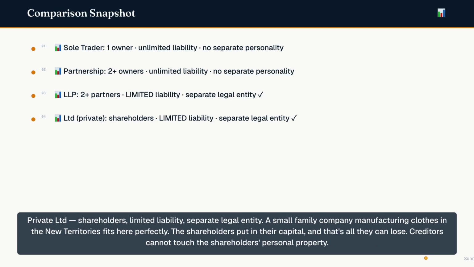Private Ltd: shareholders, limited liability, separate legal entity. A small family company manufacturing clothes in the New Territories fits here perfectly. The shareholders put in their capital, and that's all they can lose. Creditors cannot touch the shareholders' personal property.